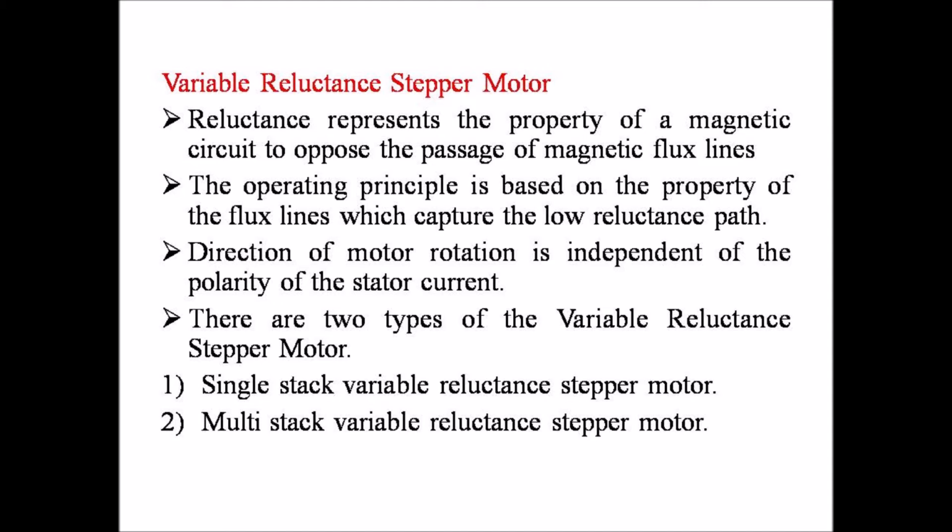The operating principle of the variable reluctance stepper motor is based on the property of the flux lines, which capture the low reluctance path. The stator and the rotor are aligned in such a way that the magnetic reluctance is minimum. In case of variable reluctance stepper motor, the direction of the motor rotation is independent of the polarity of the stator current. There are two types of variable reluctance stepper motor. The first type is single stack variable reluctance stepper motor, whereas the second type is multi-stack variable reluctance stepper motor.